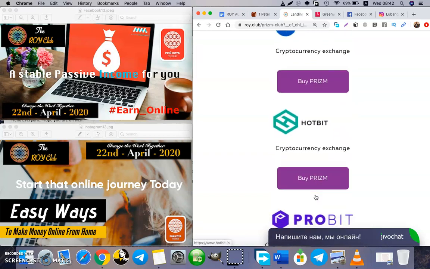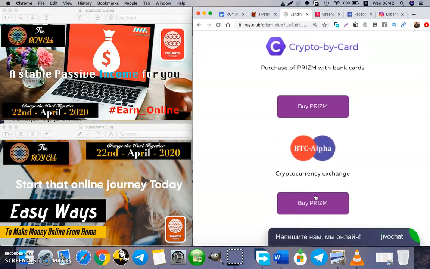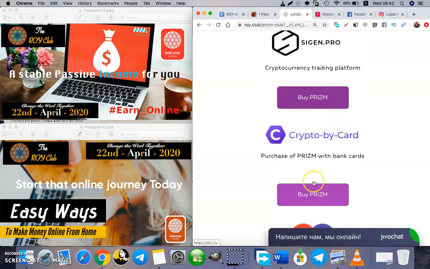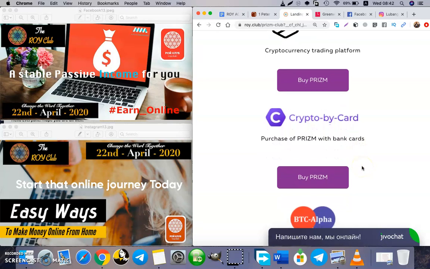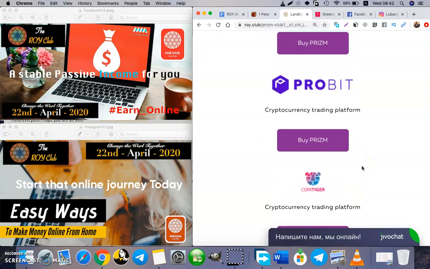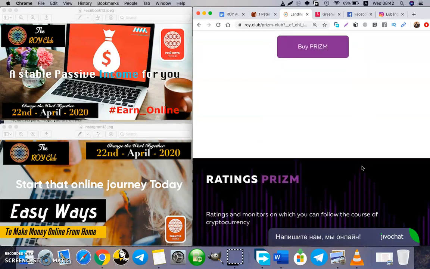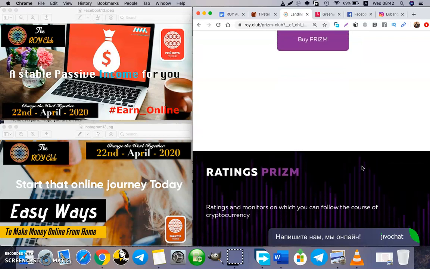So these are some of the places where we can trade PRIZM and get money, or from money to PRIZM. Okay, so I had mentioned Hotbit, I had mentioned BTC Alpha, Zingen. Then you can easily buy PRIZM through your cards at Crypto by Card. Okay, so these are some of the exchange platforms. Yeah, so that is all about PRIZM.